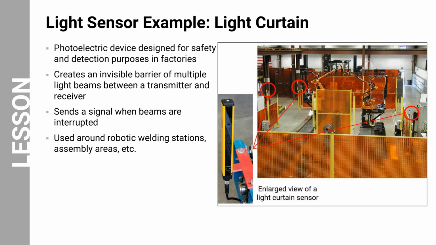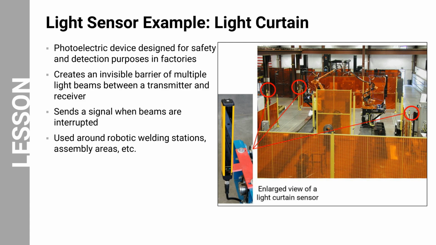Light curtains are particularly crucial in manufacturing environments, being commonly deployed around robotic welding stations and assembly areas where they act as a critical safety system. While these devices can be configured with visible alignment LEDs for setup purposes, they typically operate using infrared light, making the protective barrier invisible yet highly effective. This invisible operation ensures the light curtain doesn't interfere with other operations while maintaining robust detection capabilities.